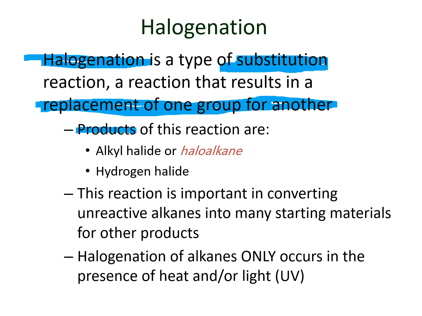Products of this reaction are alkyl halide and hydrogen halide. Alkyl halide can also be called haloalkane. The reaction is particularly important because it can convert some unreactive alkanes into many starting materials for other products. Another very important point to remember is that this halogenation reaction only occurs in the presence of heat and/or light. Sometimes these reactions will require both heat and light, and sometimes only heat, but without these factors the reactions will not occur.